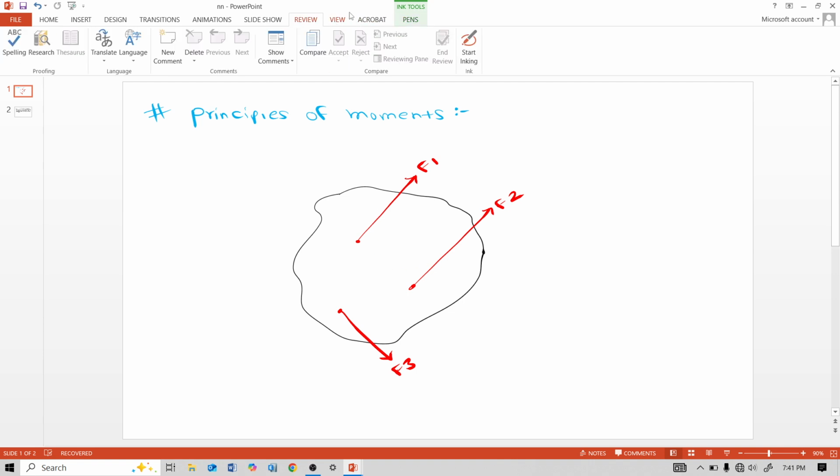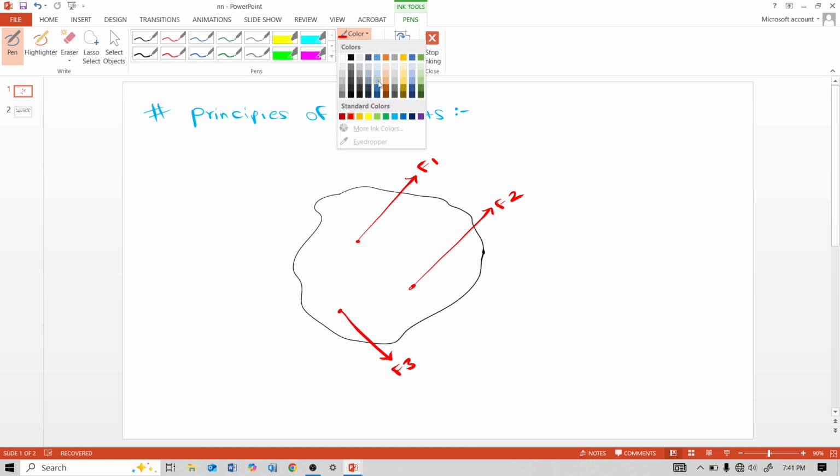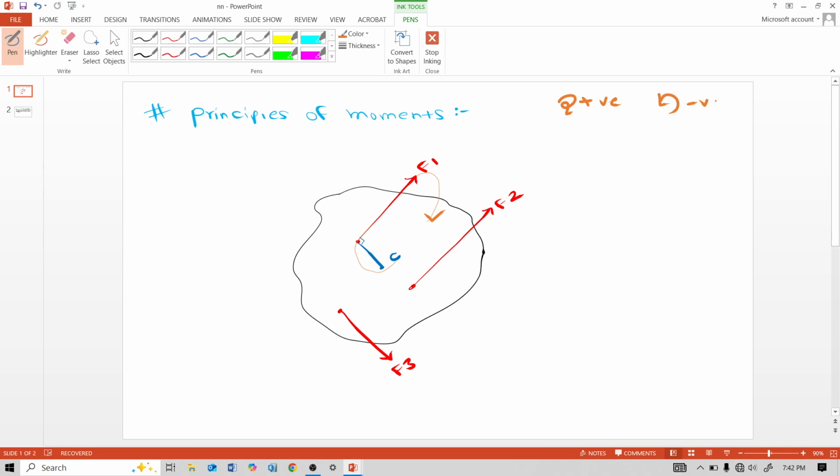We will take moment at this particular point. Let us assume this as C. So F1 moment at point C is F1 into the perpendicular distance, this F1 into C, and this is clockwise movement. So we will consider clockwise movement as positive and anti-clockwise movement as negative.